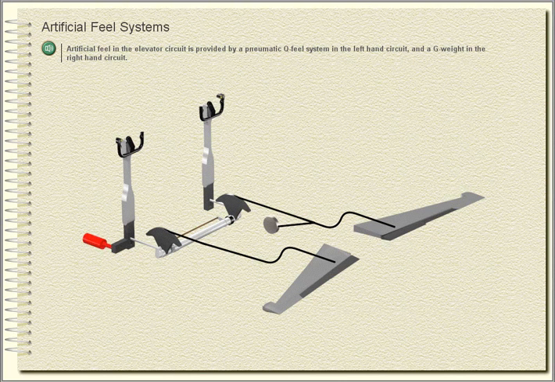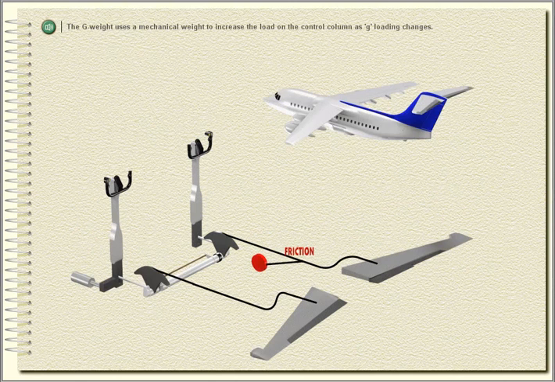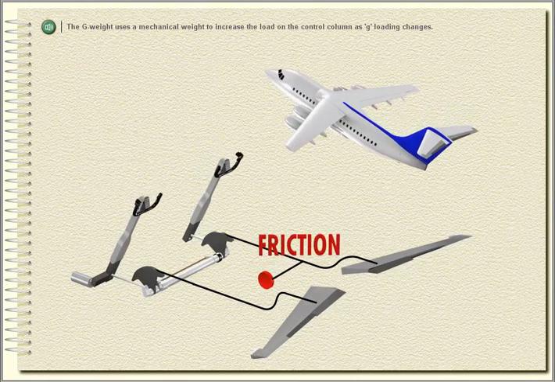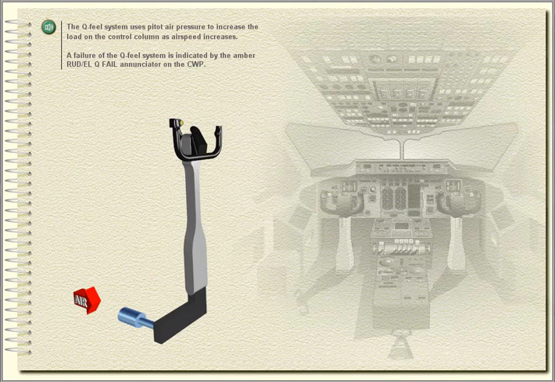Artificial feel systems. Artificial feel in the elevator circuit is provided by a pneumatic Q feel system in the left-hand circuit and a G weight in the right-hand circuit. The G weight uses a mechanical weight to increase the load on the control column as G loading changes. The Q feel system uses pitot air pressure to increase the load on the control column as airspeed increases.